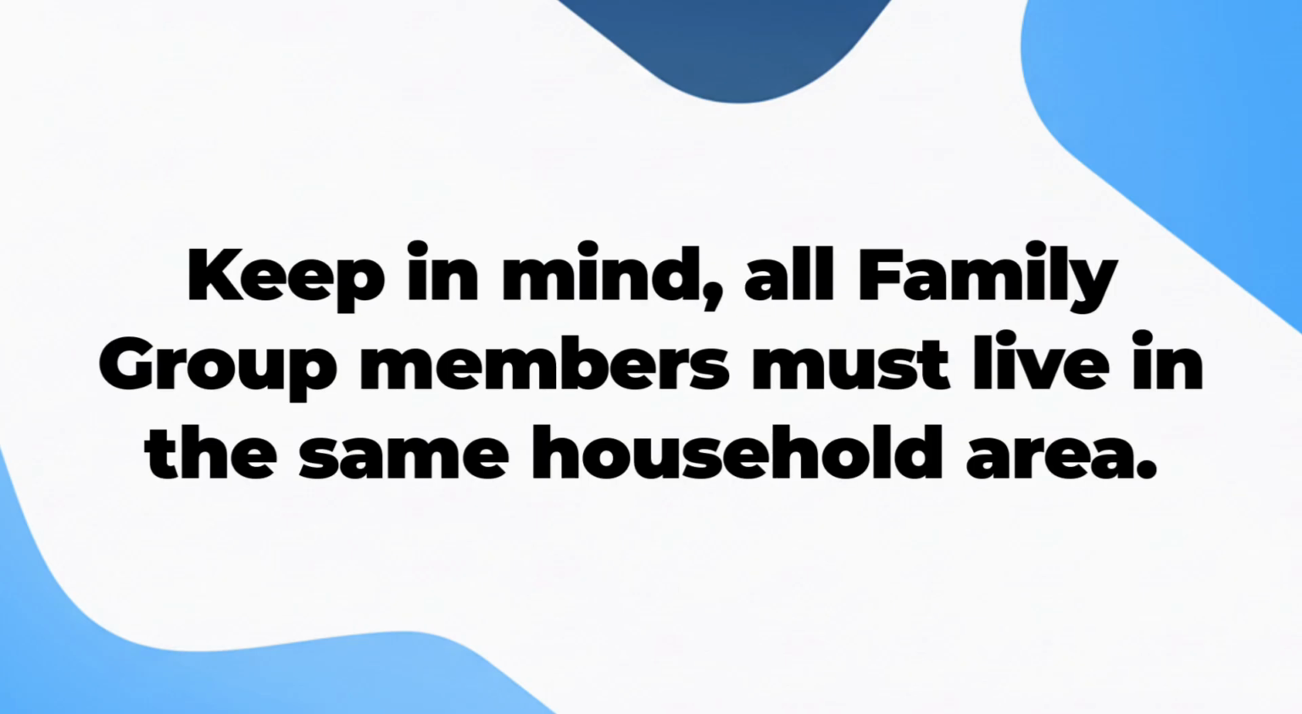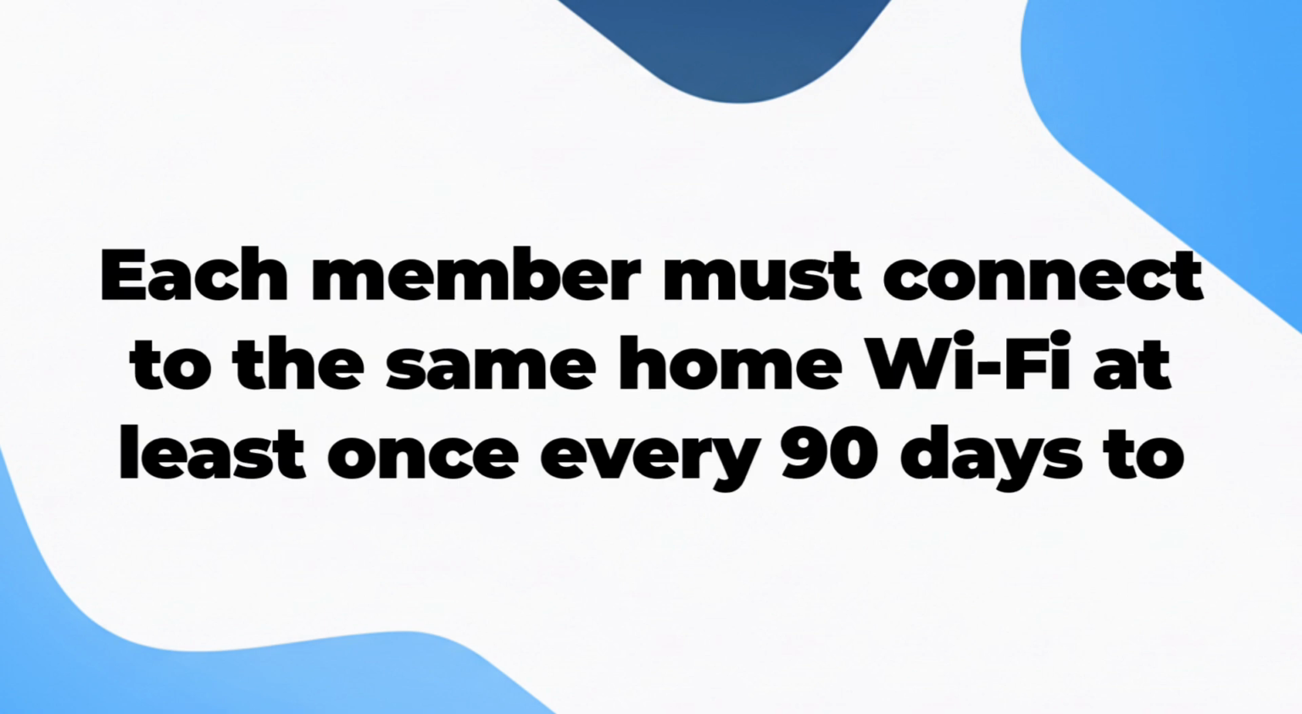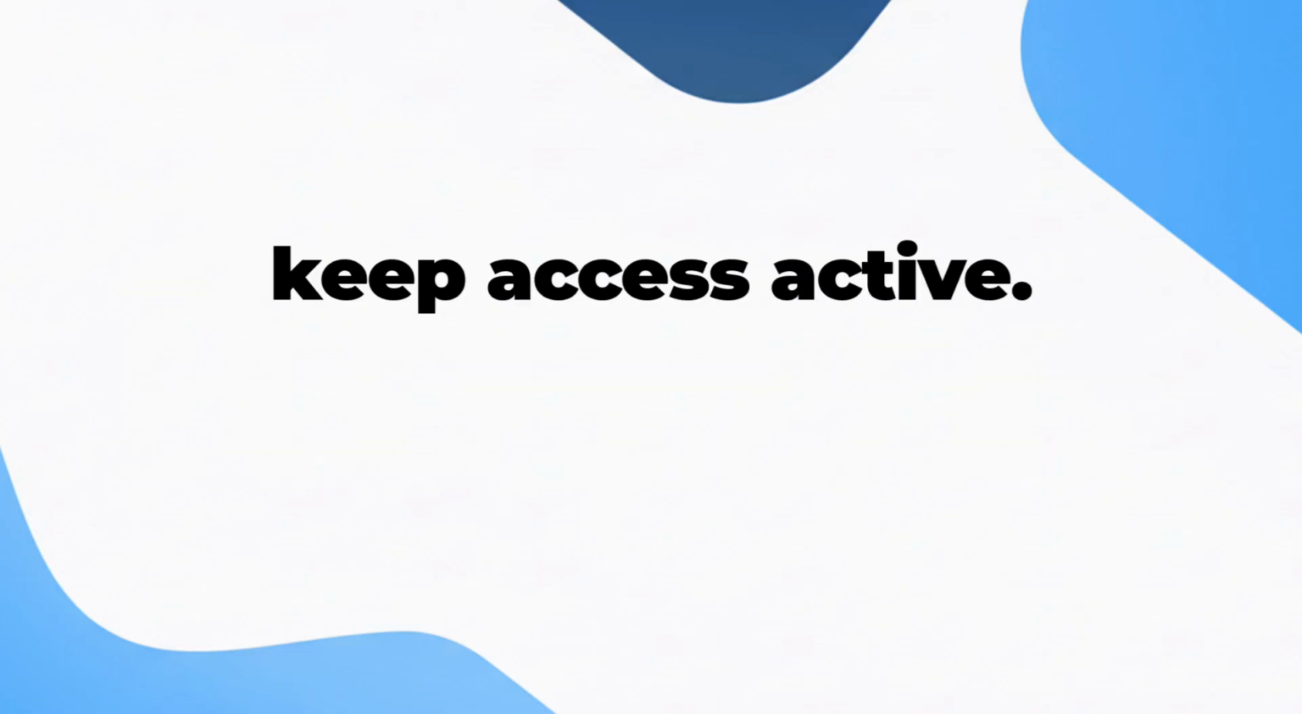Keep in mind, all Family Group members must live in the same household area. YouTube TV verifies this using your home area and periodic location checks. Each member must connect to the same home Wi-Fi at least once every 90 days to keep access active.